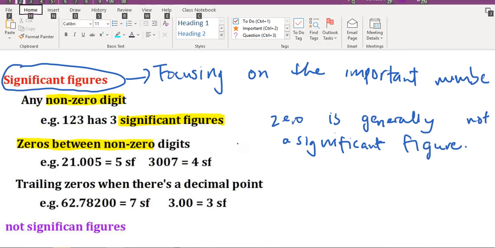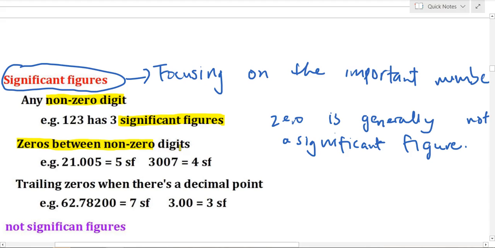The other thing to remember as well is that trailing zeros, where there's a decimal point, is significant. So any 0 after your decimal ends up being significant. So in this case, these two numbers, why did they include it? Well, there's some significance to it. Same with this. So any 0 after the decimal is generally a significant figure.